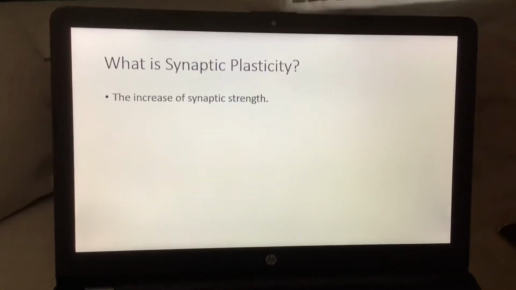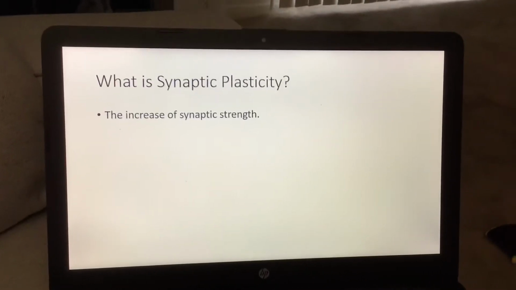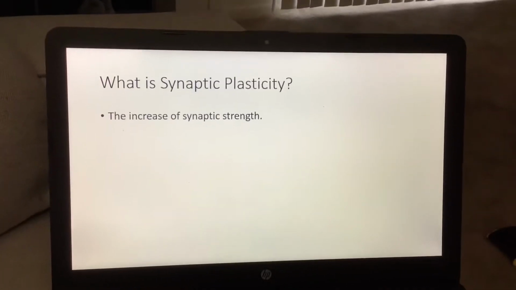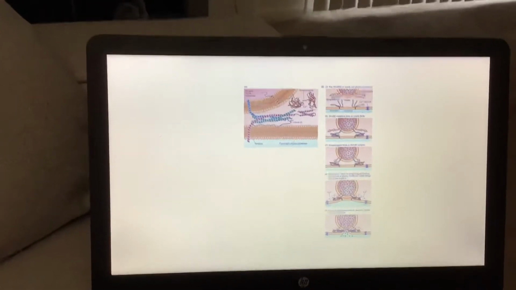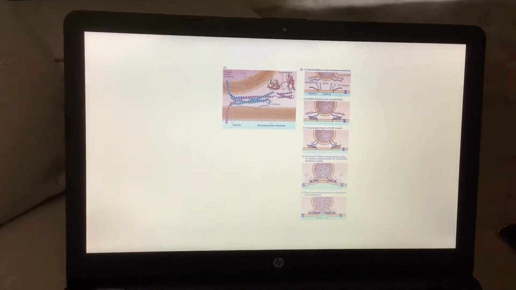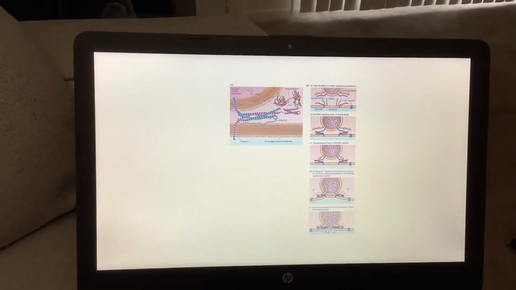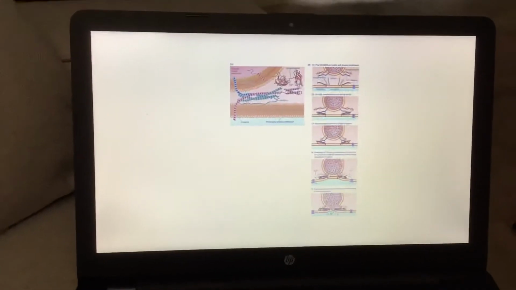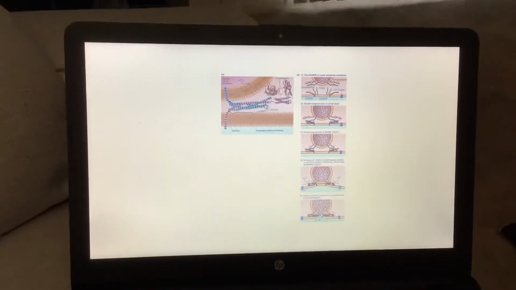Hi, so today we'll be talking about synaptic plasticity, which is the increase of the synaptic strength inside of the membrane. So first we have what causes Ca2+. What causes that is it to be triggered and to start to bind when the neurotransmitters are released and the potential starts the process of exocytosis. That's the first sign of Ca2+ being released from the membrane.